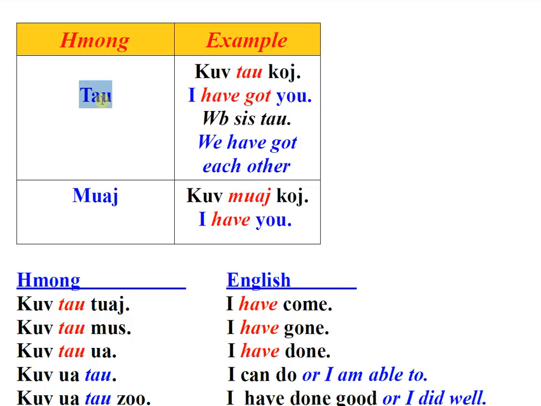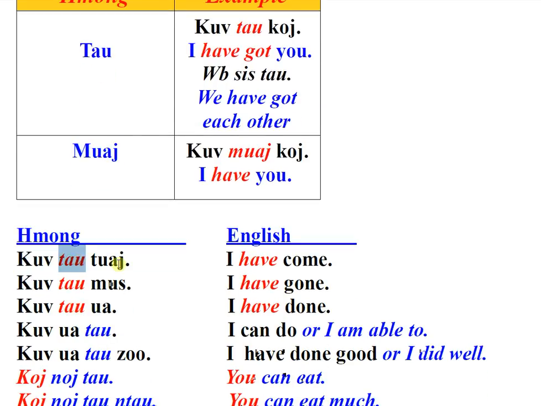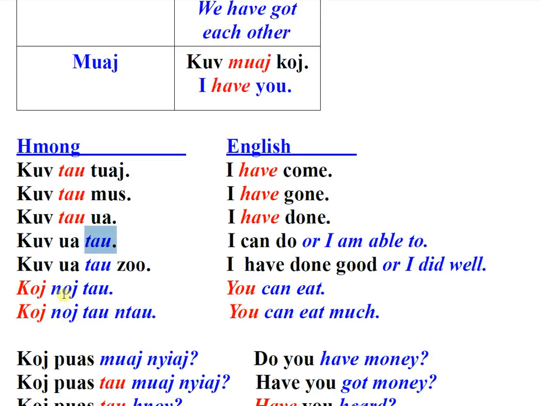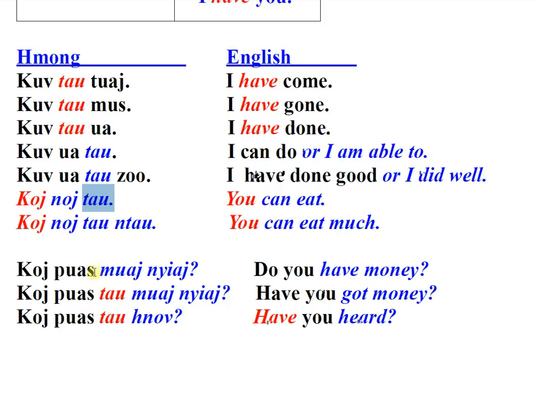So, let's repeat some of these words. Tao means have got. Mua means have. Tao tua, have come. Tao mu, have gone. Tao wa, have done. Wa tao, able to do or can do. No tao means can eat or edible. Ka bua means do you. Ka bua tao means have you.